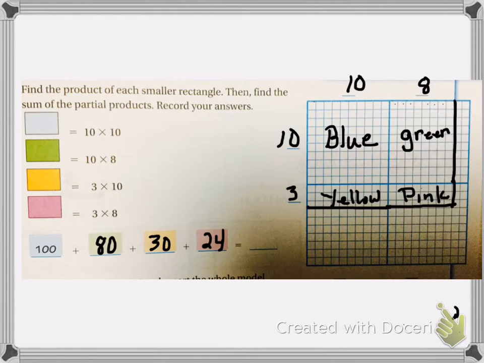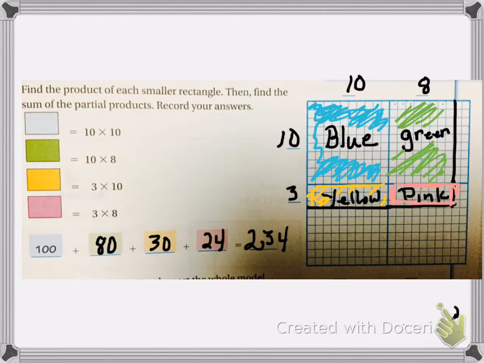Now, when I add all of those up, you're right, 234. I want you to look at the model. Let's see if we can color it a little bit. If I were to go back and count all of those small squares within each one of these smaller rectangles on my grid paper, I would find that I would have 100 blue squares, 80 green squares, 30 yellow squares and 24 pink squares. All in total, I would have 234 squares. All right, let's move on to our next model.